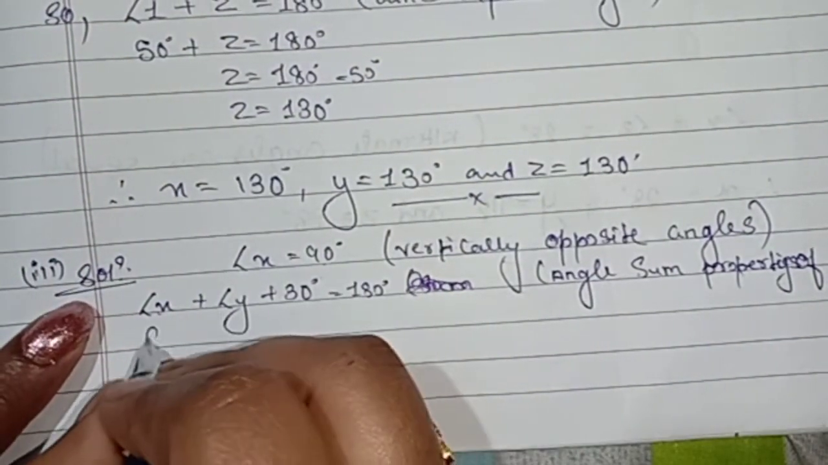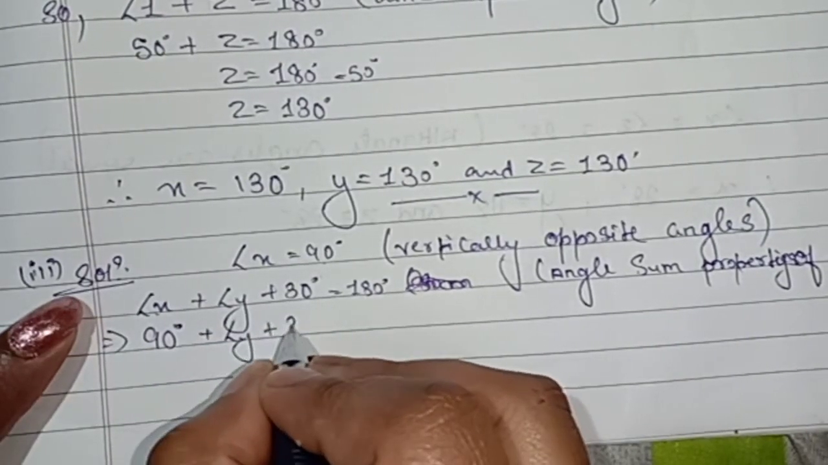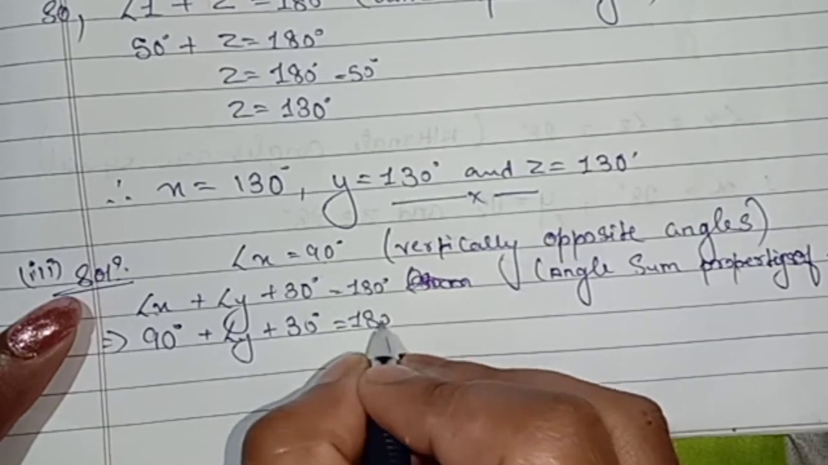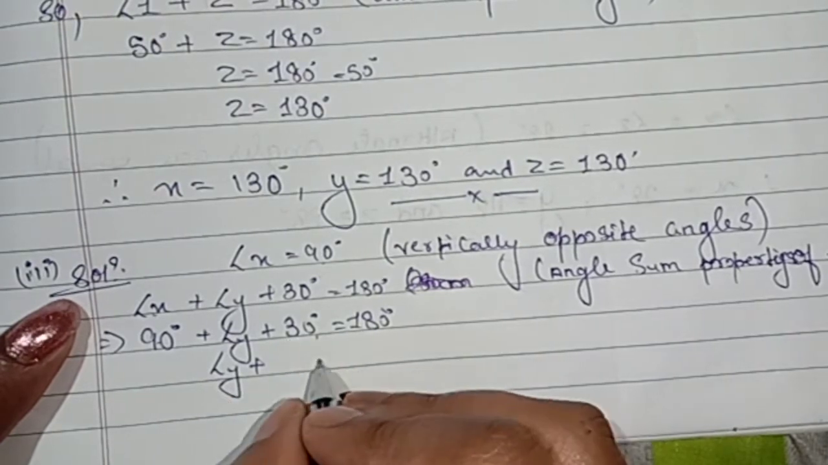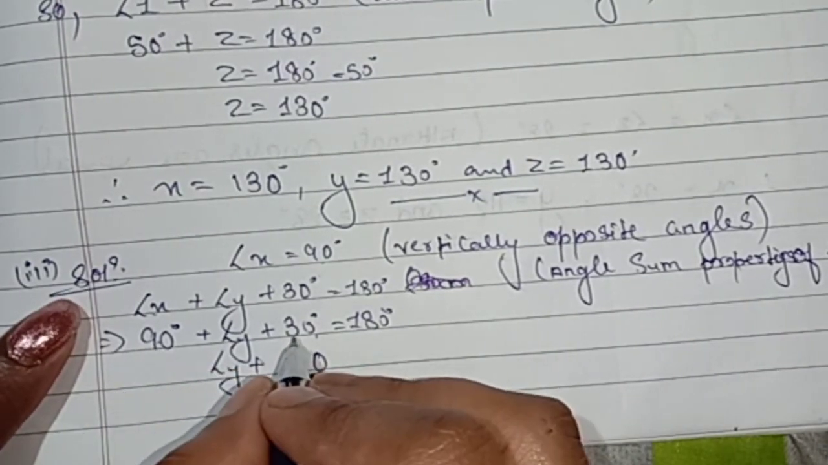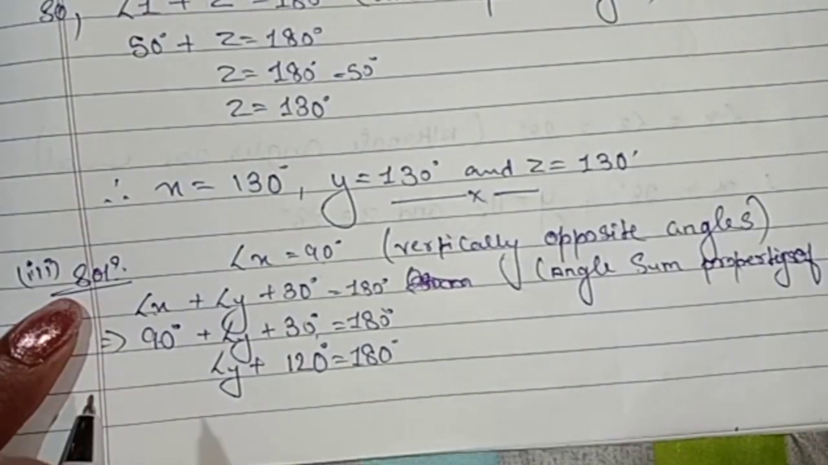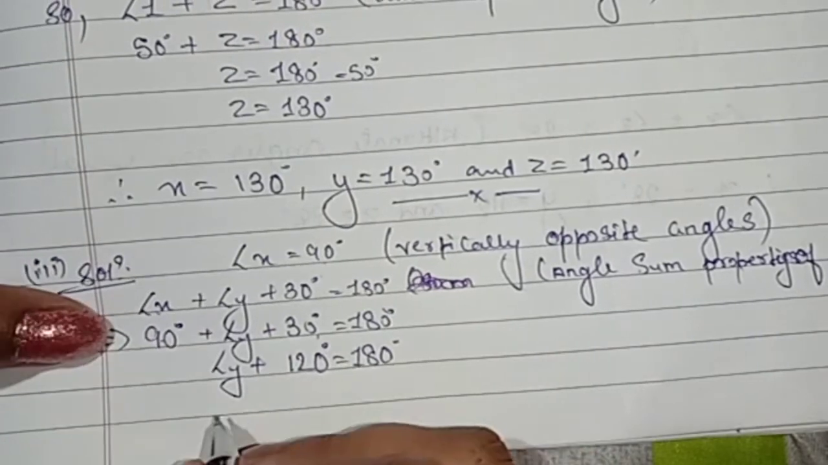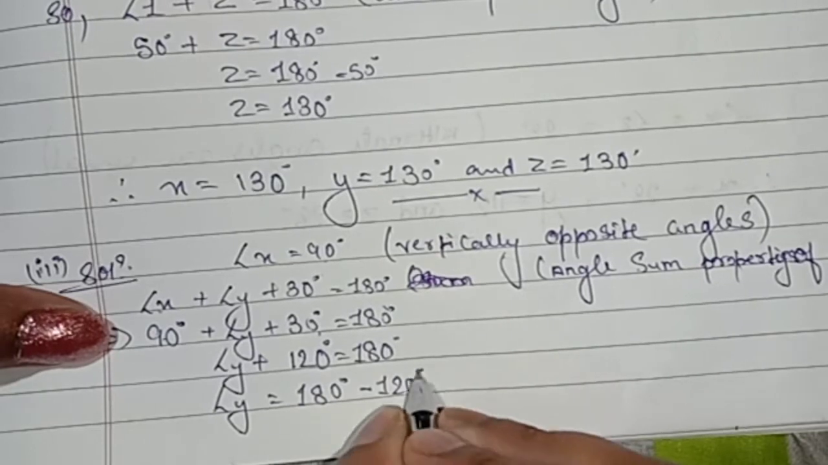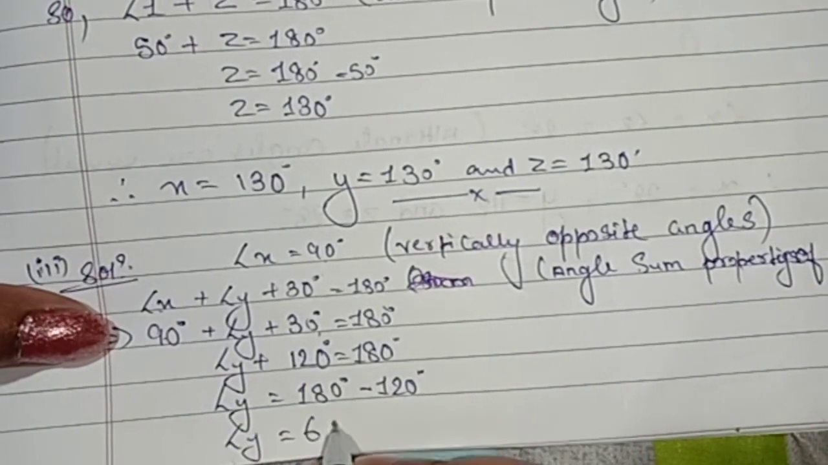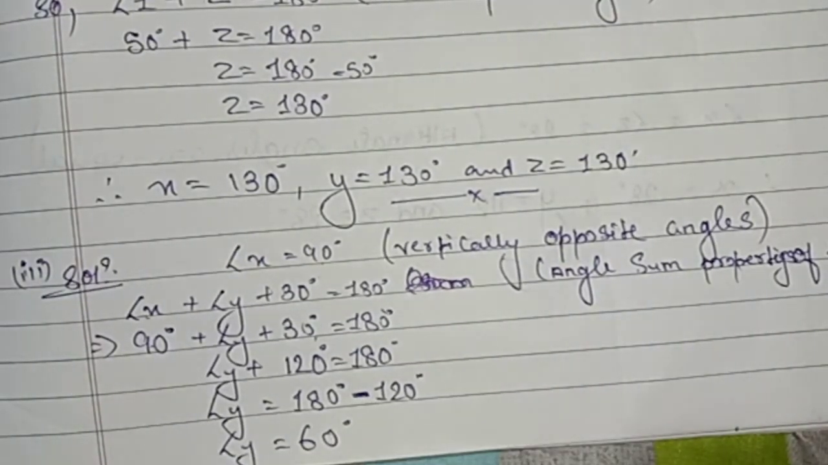So angle x we got 90 degrees, plus angle y we have to find, plus 30 degrees is equal to 180 degrees. Angle y plus 90 plus 30 is 120, so 120 degrees plus angle y is equal to 180 degrees. So angle y is equal to 180 degrees minus 120 degrees. So y is equal to how much? 60 degrees. Okay, 180 minus 120 is 60 degrees.